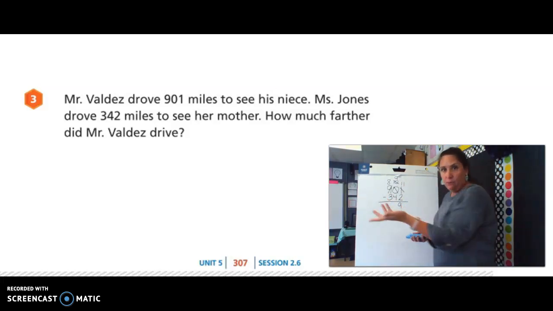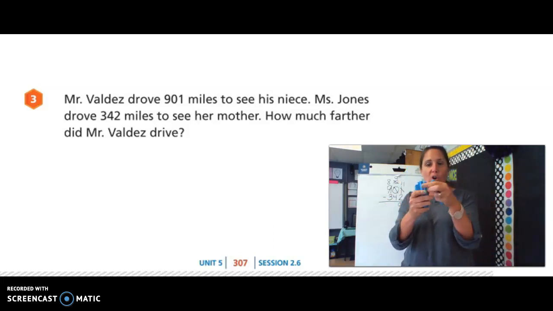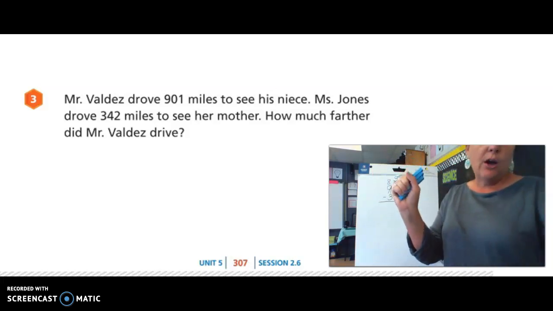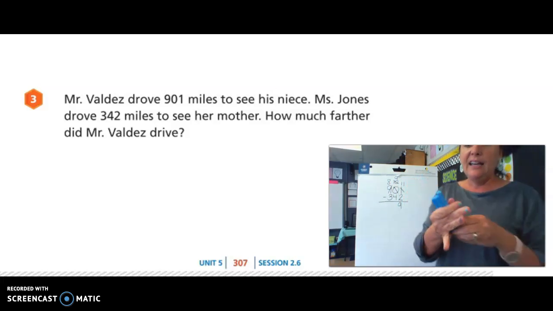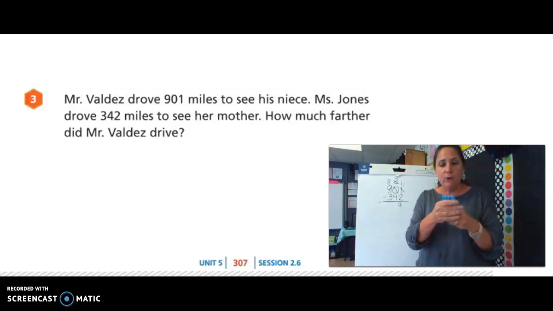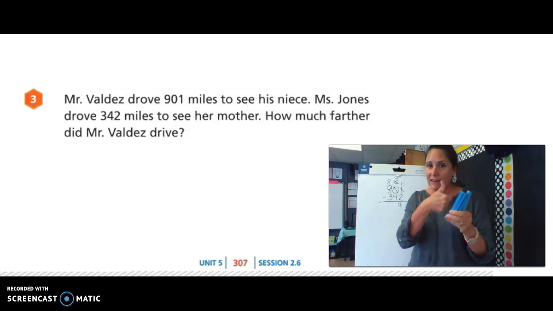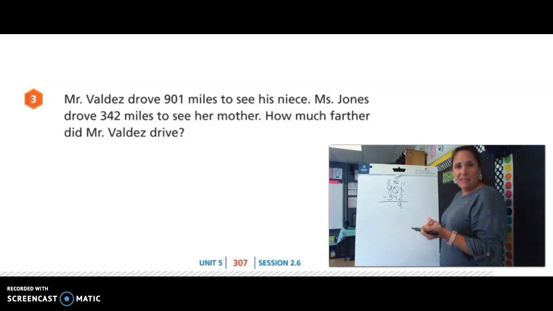4. Can I take 4 away? I have 9. Let's see if I can take 4 away. 1, 2, 3, 4. I sure can, and I have some left over. So 9 groups of 10 minus 4 groups of 10 leaves me with how many groups of 10? If you said 5, nice job. And remember, it's not just 5, it's really 5 groups of 10 or 50.